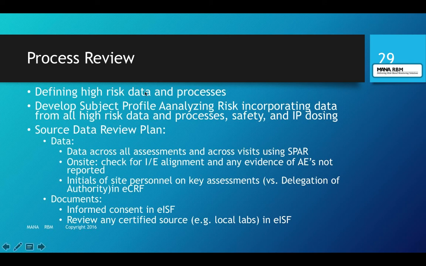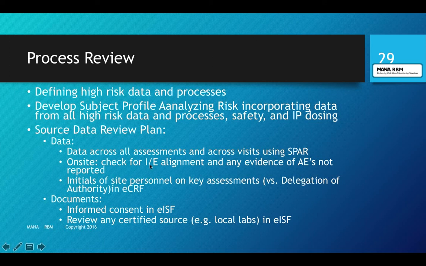So first, every time, do your risk analysis and define the high risk data and processes, because those are the ones you're going to want to look at first and most carefully. We then develop what we call our SPAR, or Subject Profile Analyzing Risk, which incorporates all the data from the high risk processes, as well as safety and IP dosing. And I'm going to show that to you in a minute. So from a data standpoint, in your source data review plan, you want to look at data across all assessments and all visits, and you can do that better with a SPAR, and I'll show that to you.